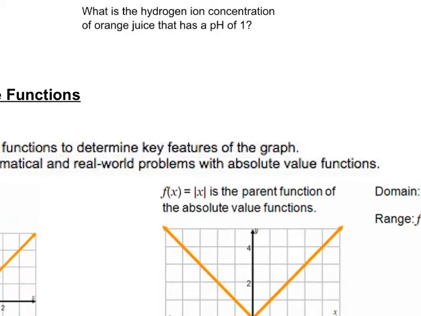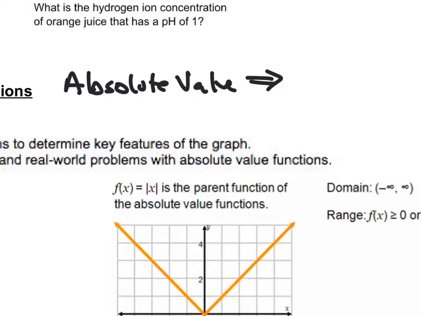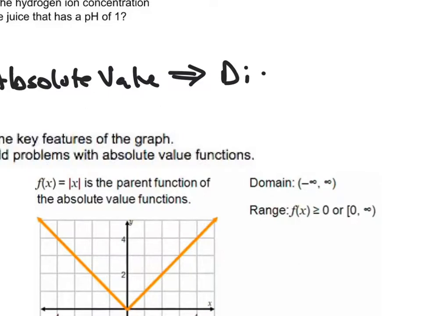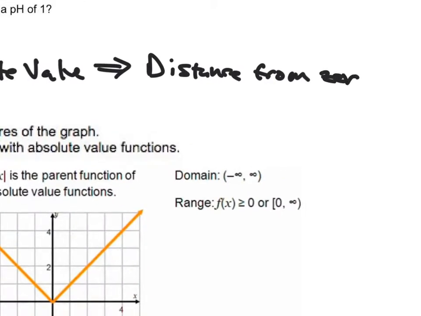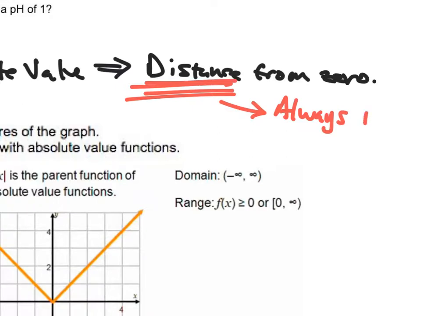Before we talk about absolute value functions, I want to talk about what absolute value represents and what it means. I want you to write at the top, absolute value means distance from zero. And one of the key things that we know about the word distance is that distance is always positive.